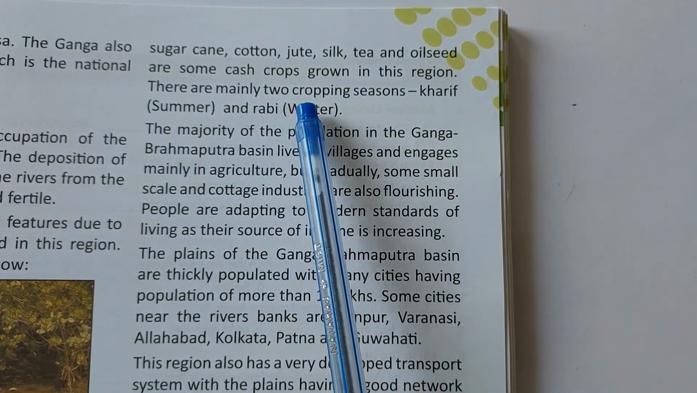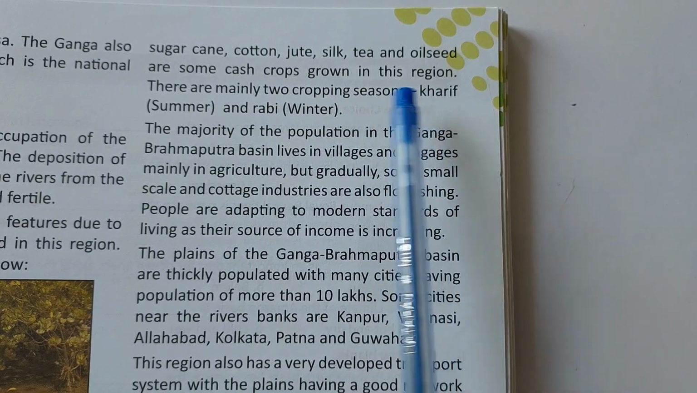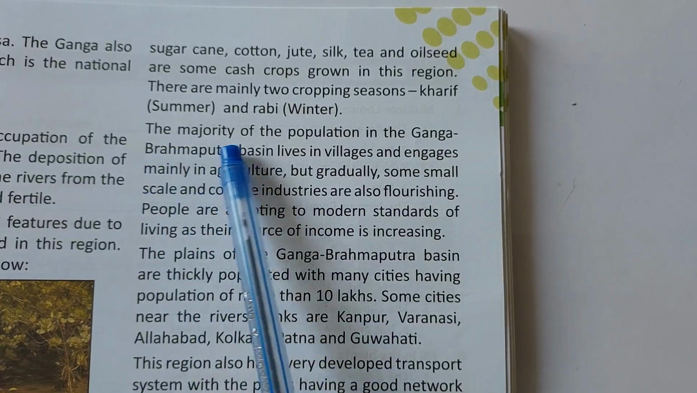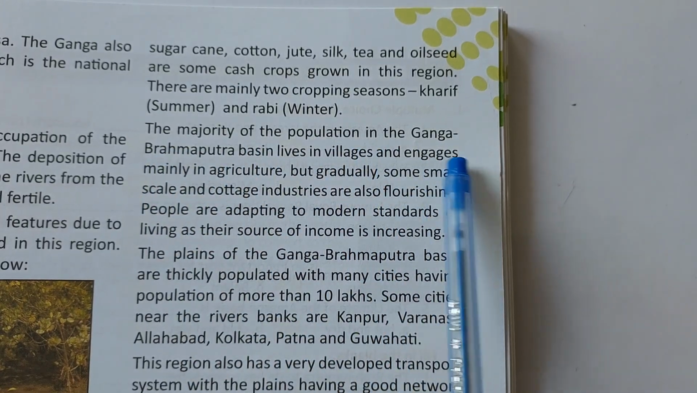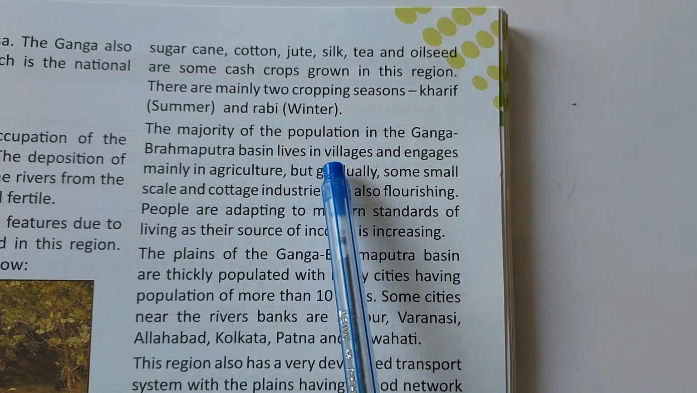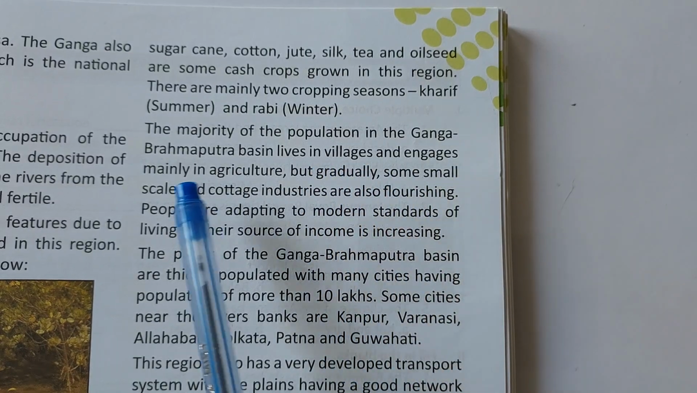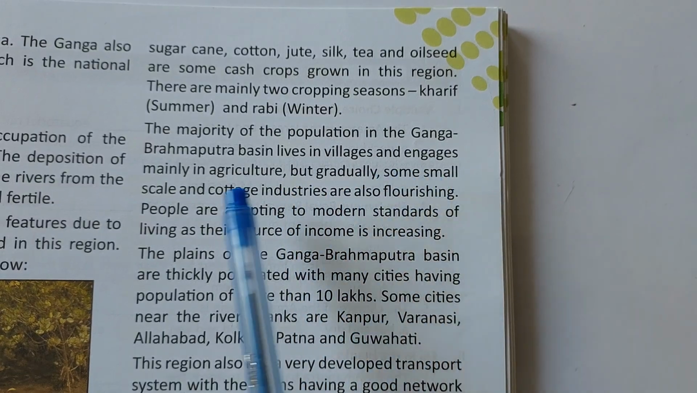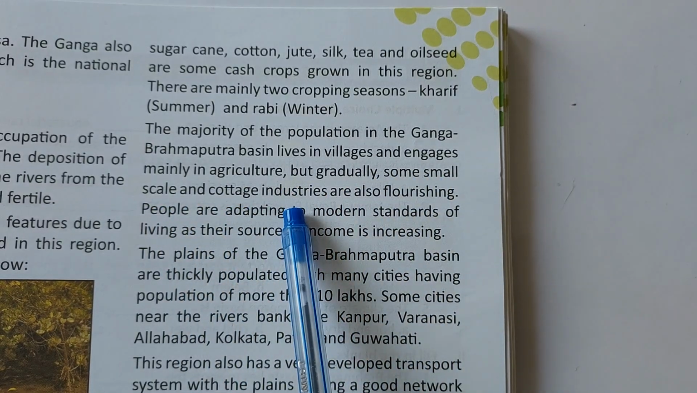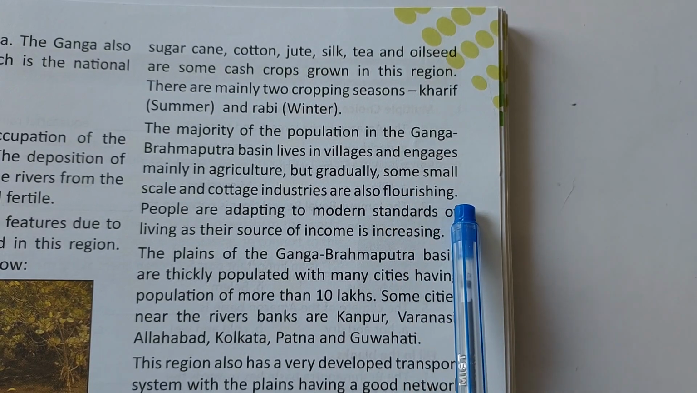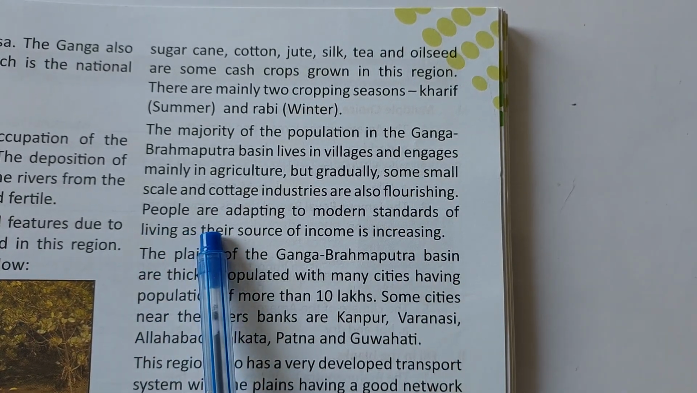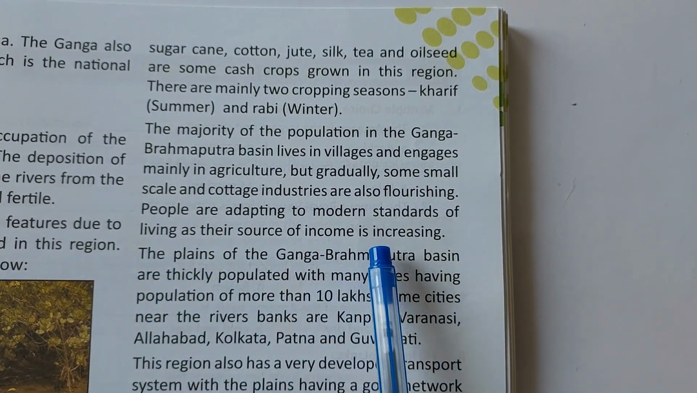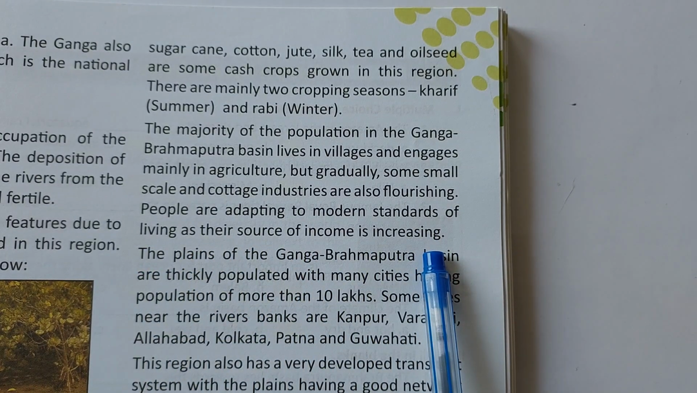There are mainly two cropping seasons, Kharif summer and Rabi winter. The majority of the population in the Ganga-Brahmaputra basin lives in villages and engages mainly in agriculture, but gradually some small-scale and cottage industries are also flourishing. People are adapting to modern standards of living as their source of income is increasing.